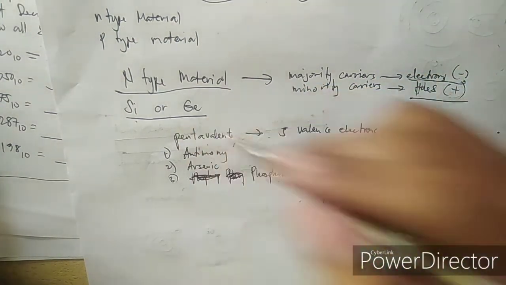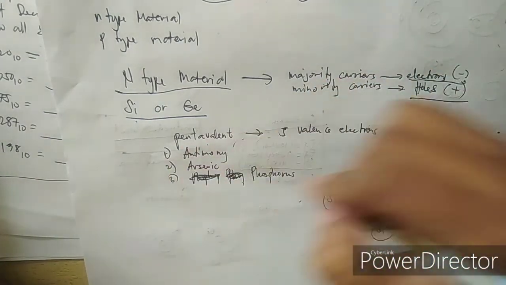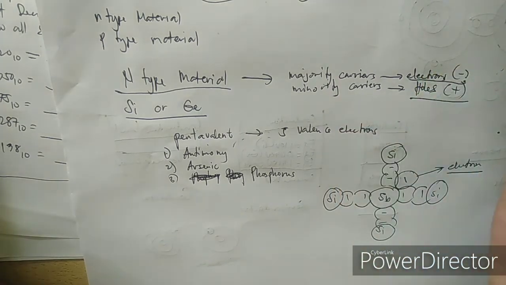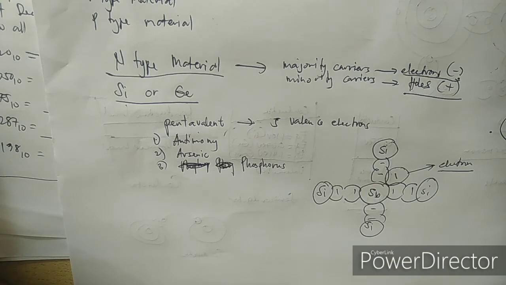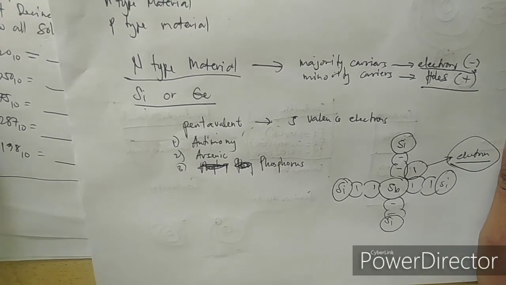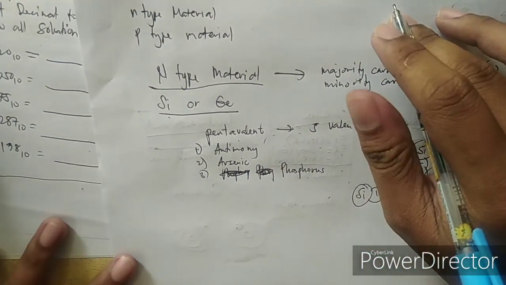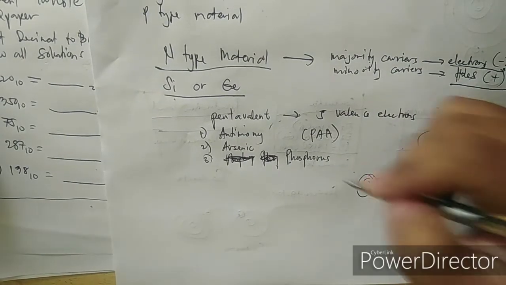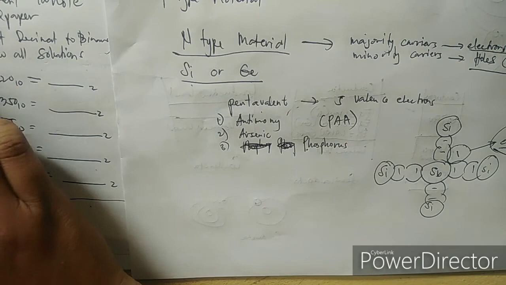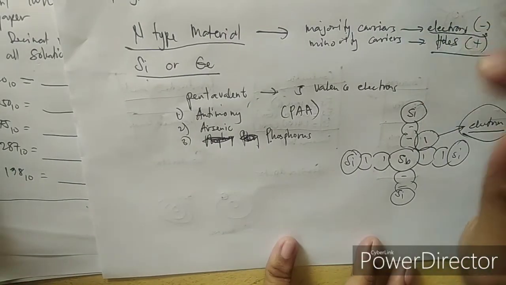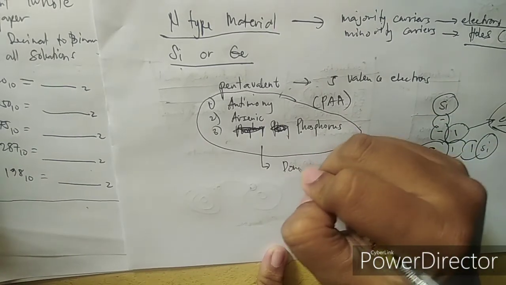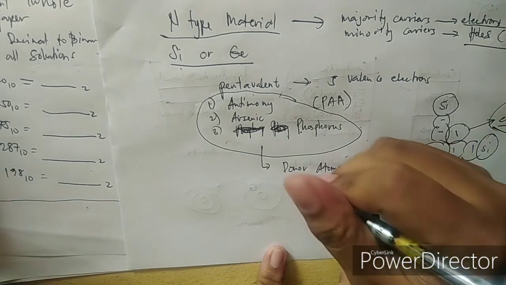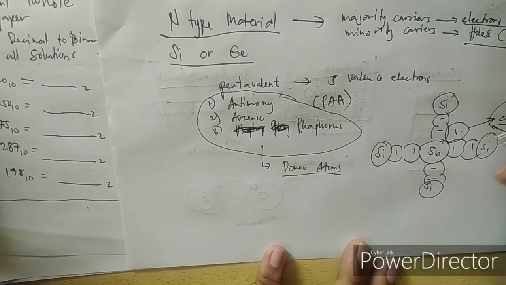Also, in order for the silicon to be an N-type material, you need to dope it with a pentavalent atom. So there is an excess of electrons. As a mnemonic to memorize these pentavalent atoms: phosphorus, arsenic, and antimony, PAA. Pentavalent atoms are also called donor atoms. Since they have an excess of electrons, they have the capability to donate electrons.